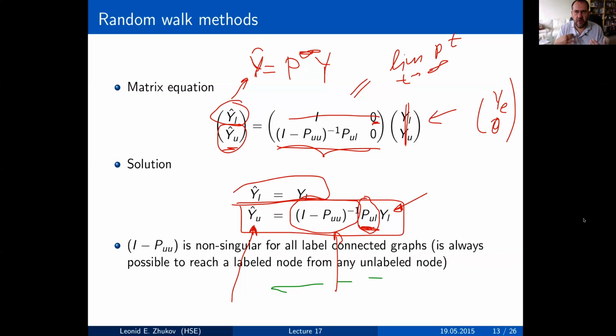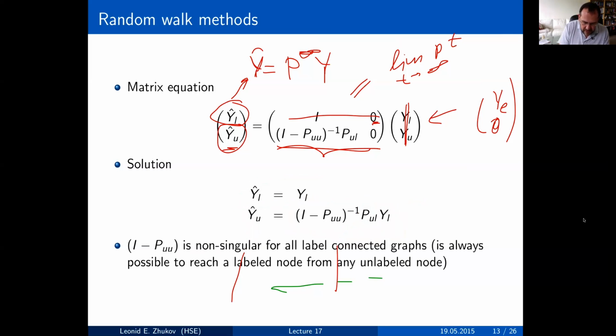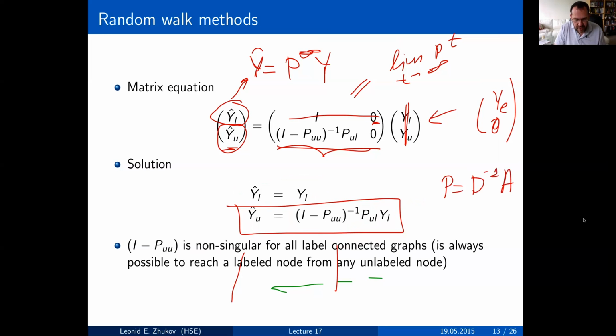Okay? So pretty much all this math we talked about leads to this equation. So eventually, this is the result. You take the matrix, you calculate P, which is D^-1 A. You split it into these 4 pieces, labeled, unlabeled. And then the solution, the label propagation algorithm, can be written in this form where you don't need to do any iterations. It's just a one-step solution. So that's sort of the ultimate result of our discussion. All right.